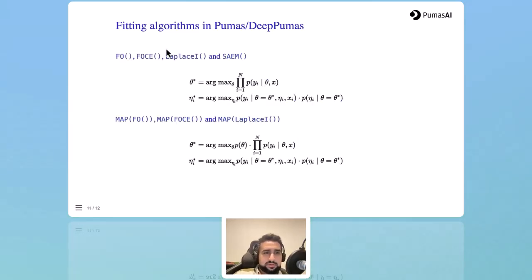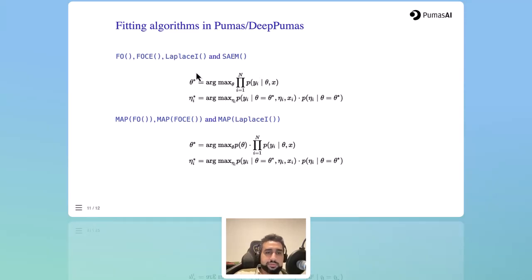So mathematically, FO, FOCE, Laplace, and even SAEM or any kind of EM algorithm try to maximize the marginal likelihood. So this is the marginal likelihood here of theta given the observation y_i, and we're taking the product of the marginal likelihoods for all subjects, and then maximizing with respect to theta. So we're maximizing the population parameters. Each of those includes an integral, some integration over the random effects as well.